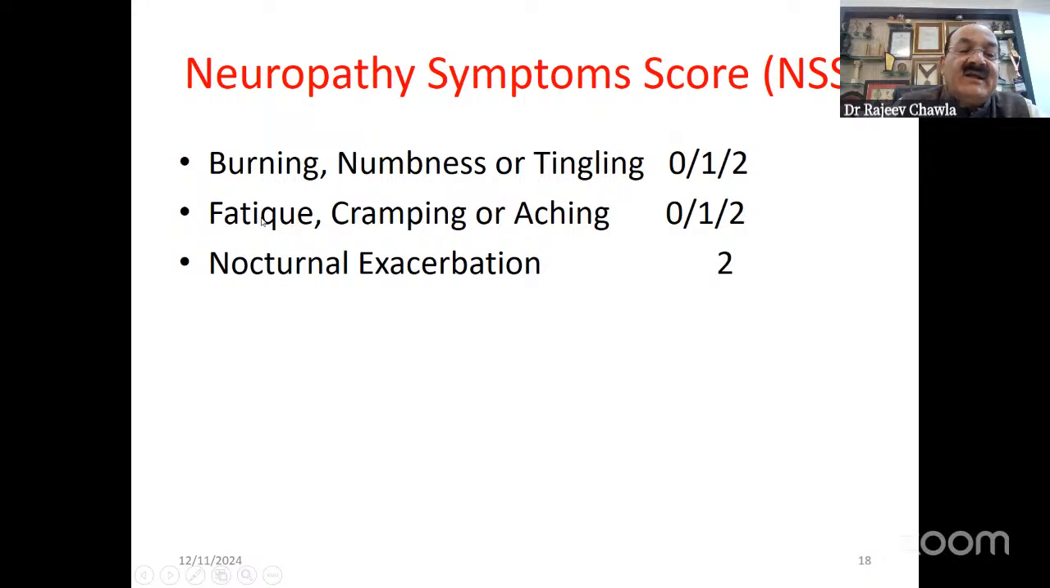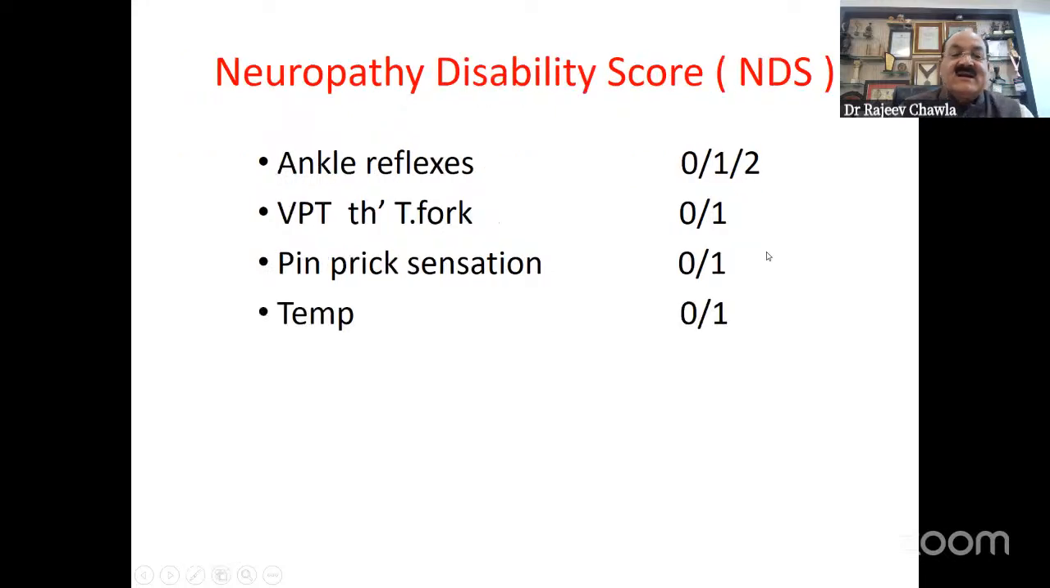If the patient says I have fatigue, cramping, or aching in my calf muscles, more so at night, then the score is straightaway 2 plus 2. That means if the patient has all these symptoms, the score is 2, 2, 2 plus 2. That means it is exactly 6.